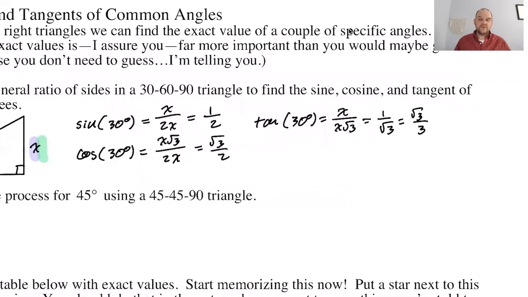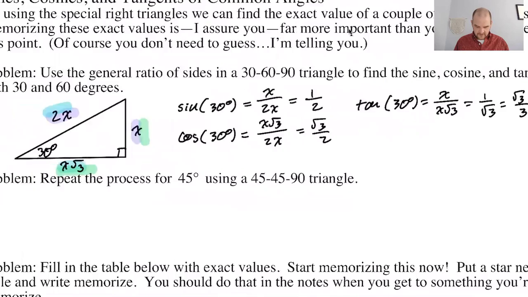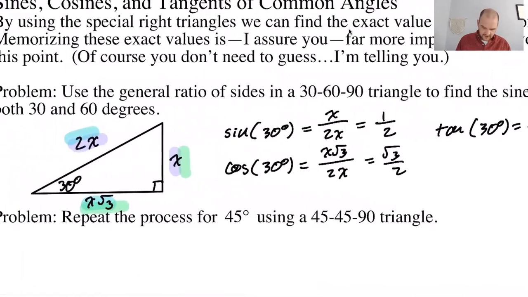So sine of 30 degrees is 1/2. Cosine of 30 degrees is radical 3 over 2. Tangent of 30 degrees is radical 3 over 3. So that's pretty good. Now we want to do 60 degrees. So let's look at the triangle.